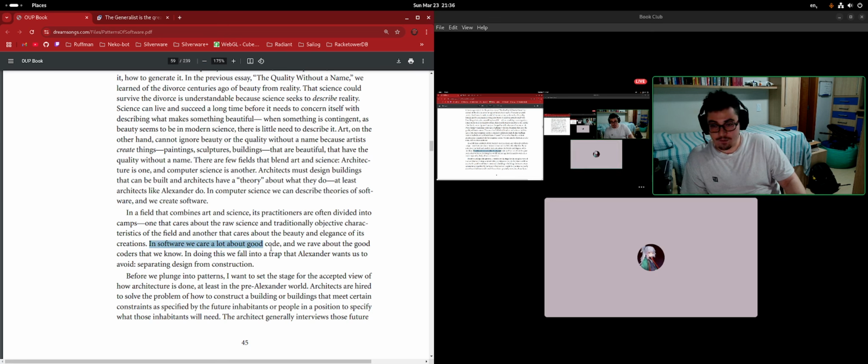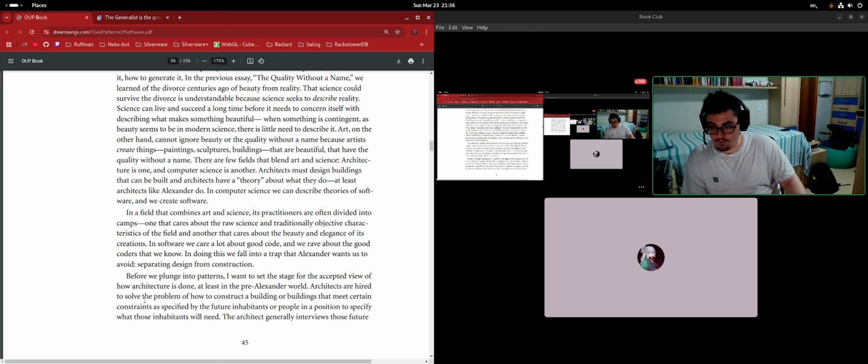In software, we care a lot about good code. We rave about the good coders that we know. In doing this, we fell into the trap that Alexander points us to, which is the separation between design and construction. Before we plunge into patterns, I want to set the stage for the accepted view on how Alexander established architecture.